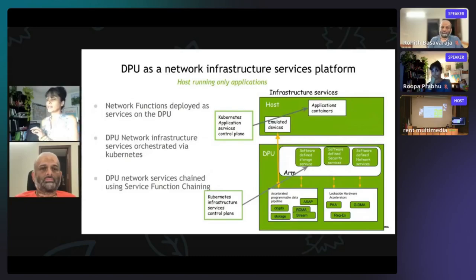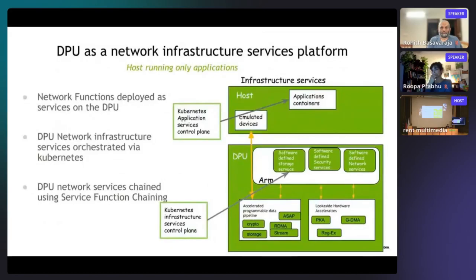And to take that further, talking about the DPU as a network infrastructure services platform, you have moved all your infrastructure services to the DPU. You also have the choice of orchestrating or operating it as two different systems, right? So for example, if you're using a Kubernetes control plane to orchestrate your hosts, you can have another Kubernetes infrastructure services control plane to just manage and operate your infrastructure services. And infrastructure services are nothing but, again, security services or storage services and so on. This is very directly applicable to bare metal as a service, where you have the security isolation of a DPU for your infrastructure services.